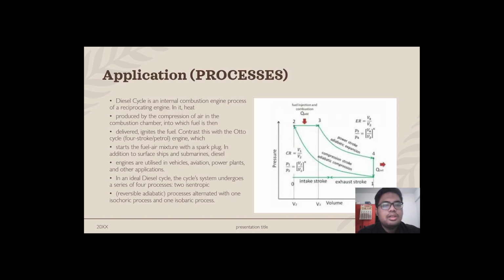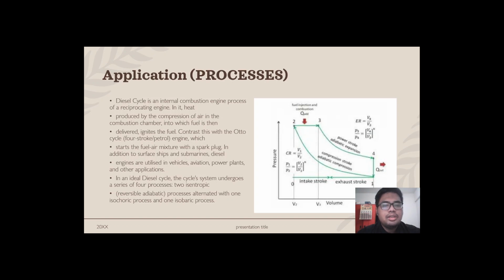The diesel cycle is an internal combustion engine process of a reciprocating engine in which heat produced by the compression of air in the combustion chamber, into which fuel is then delivered, ignites the fuel. Contrast this with the Otto cycle four-stroke petrol engine, which ignites the fuel-air mixture with a spark plug. In addition to surface ships, diesel engines are utilized in vehicles, aviation, power plants, and other applications.